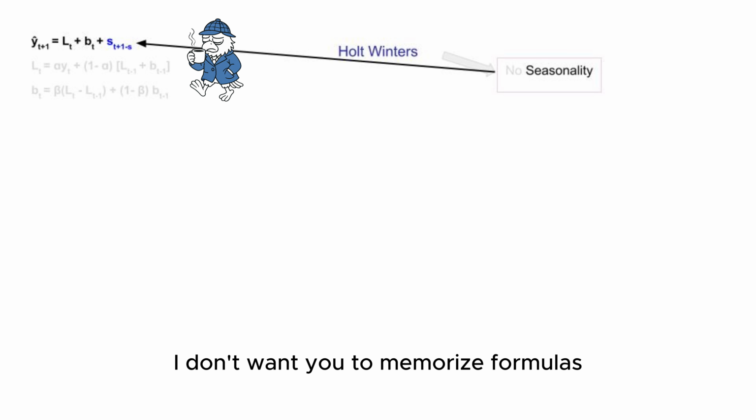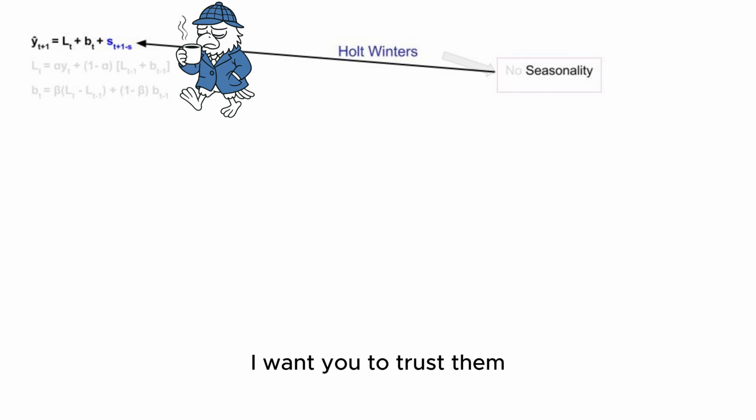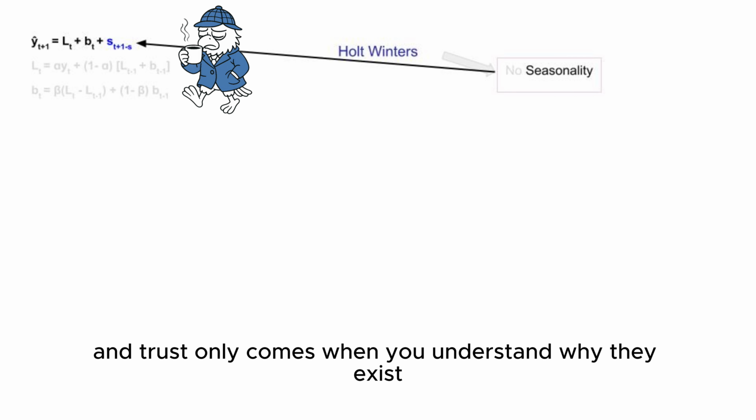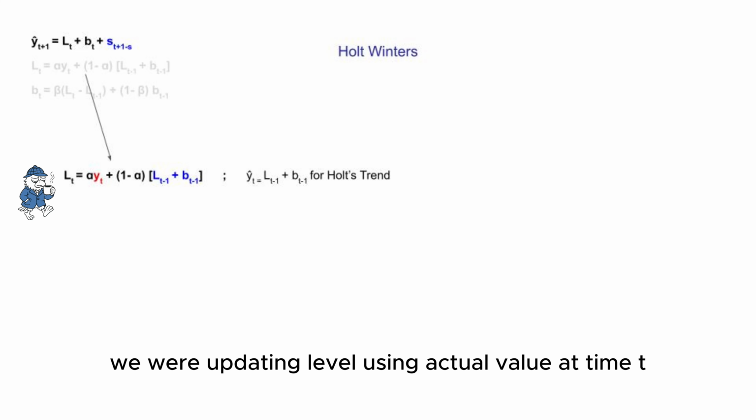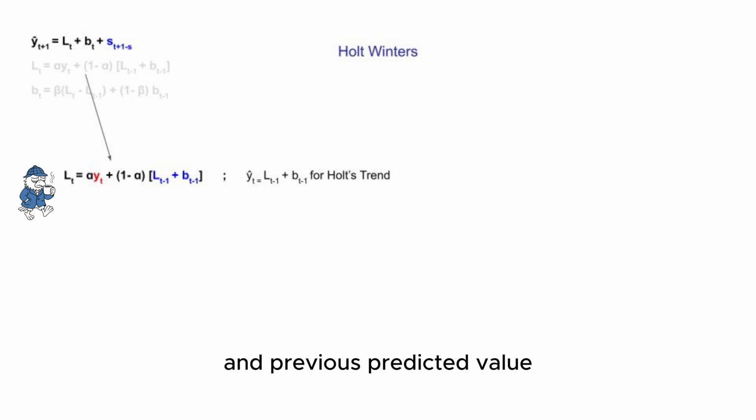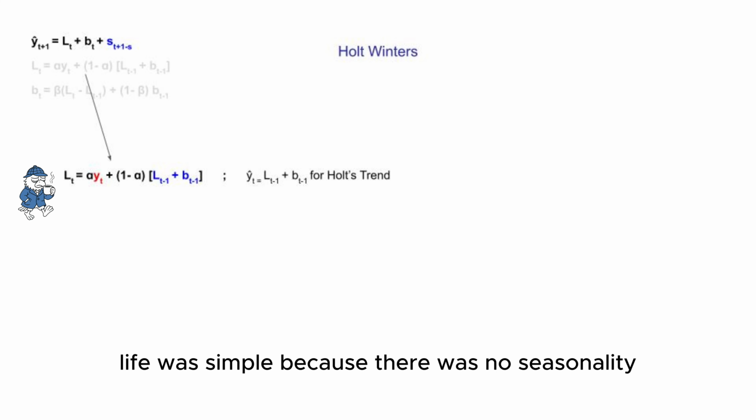I don't want you to memorize formulas. I want you to trust them. And trust only comes when you understand why they exist. In Holt's method, we were updating level using the actual value at time t and the previous predicted value. Life was simple because there was no seasonality.